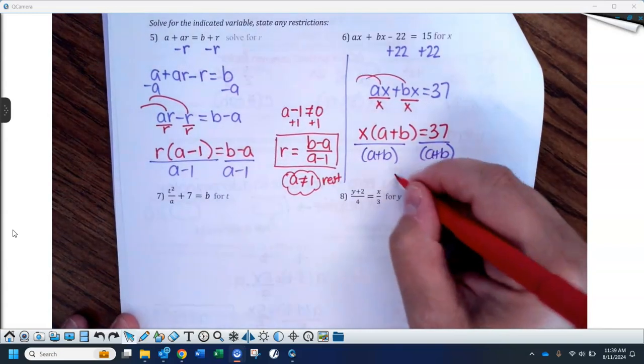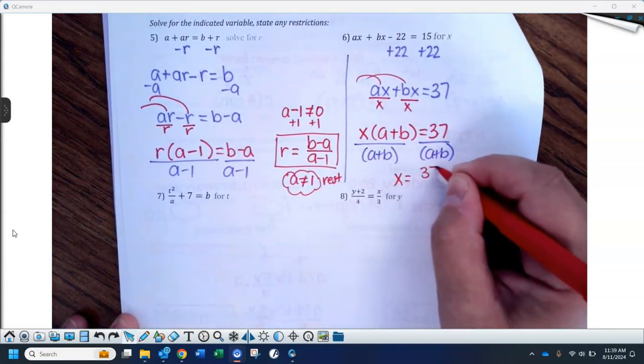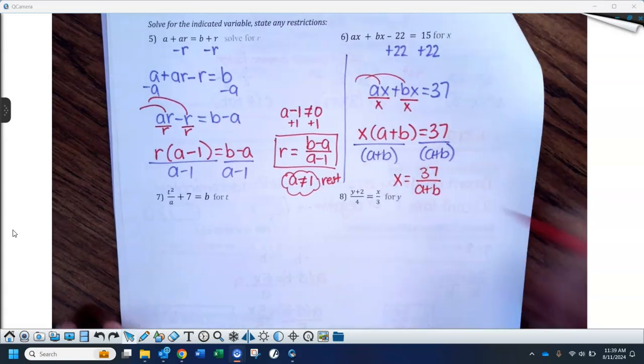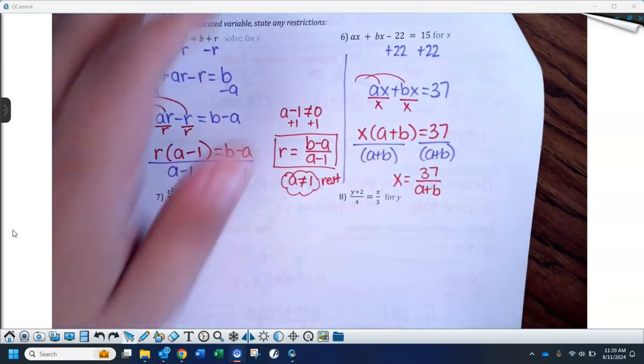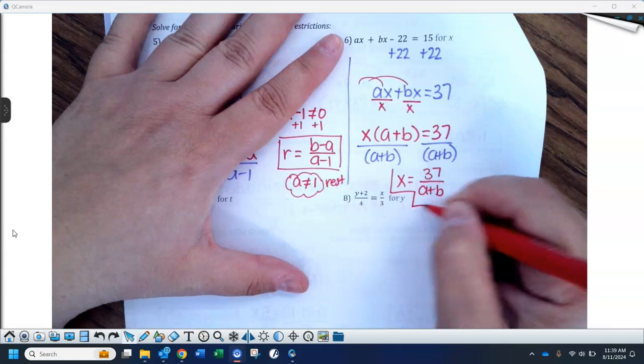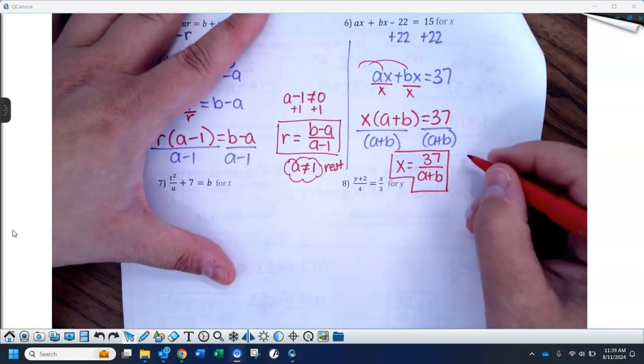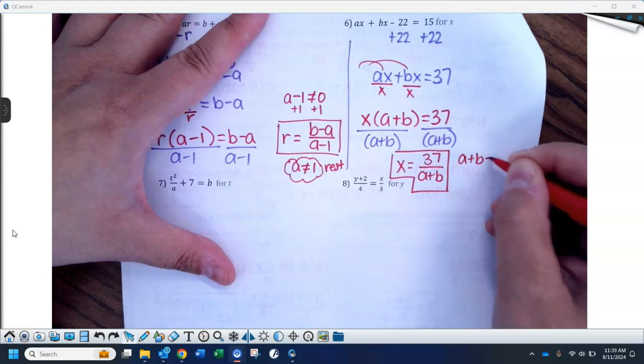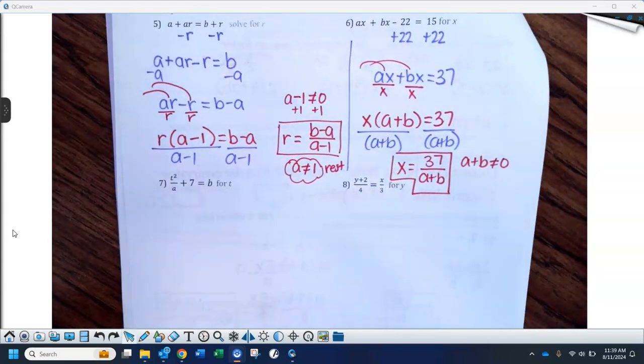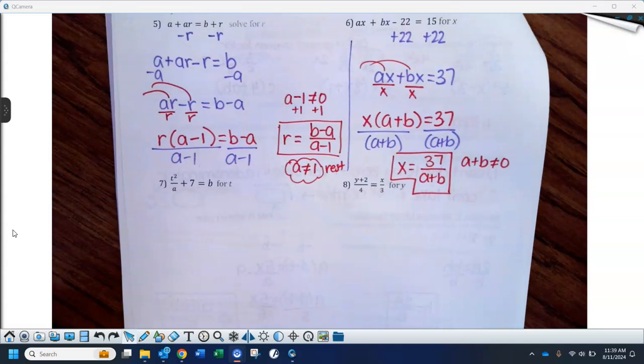And this one has a little bit of a weird restriction here because I have a plus b. And you can drop the parentheses if you want to do that. You can use them or not, it's up to you. So a plus b cannot be equal to 0. We have two different variables in the denominator, so I've got to make sure whatever we would plug in for a or b, we don't want those to add up to 0.